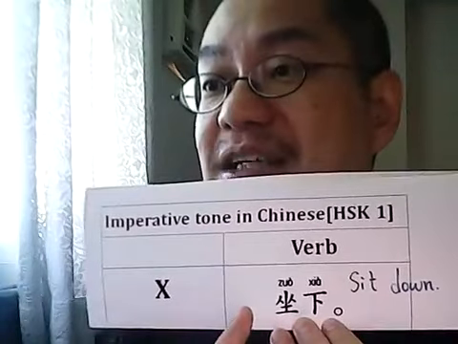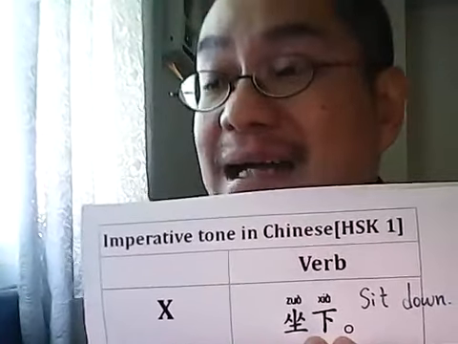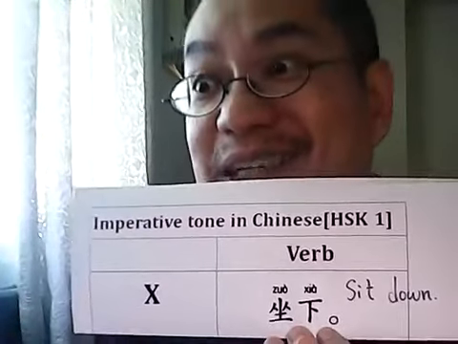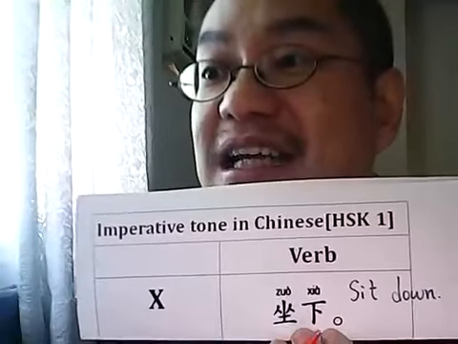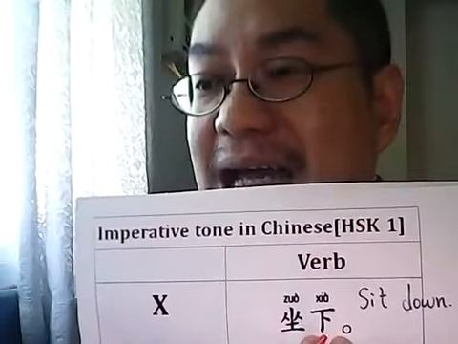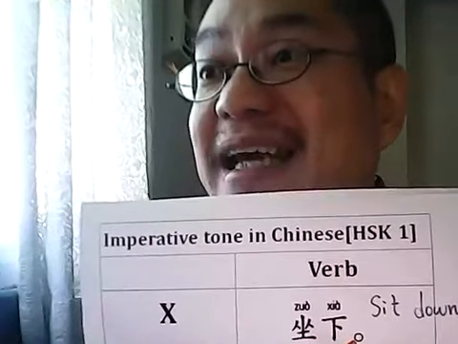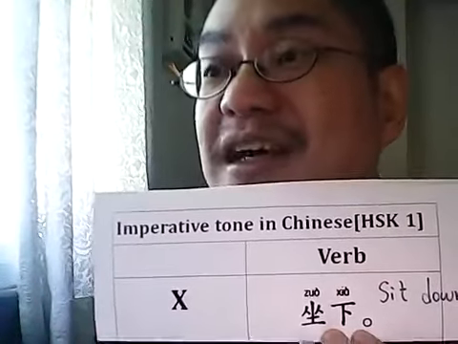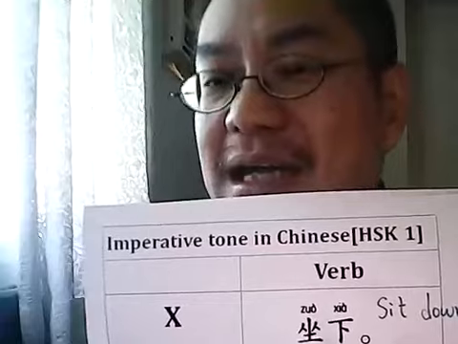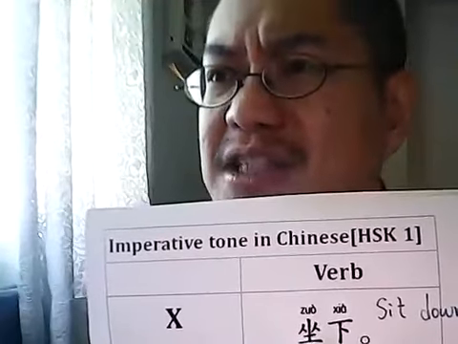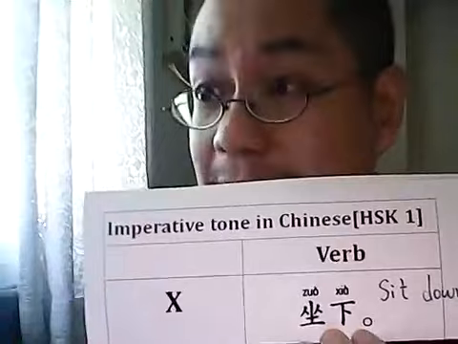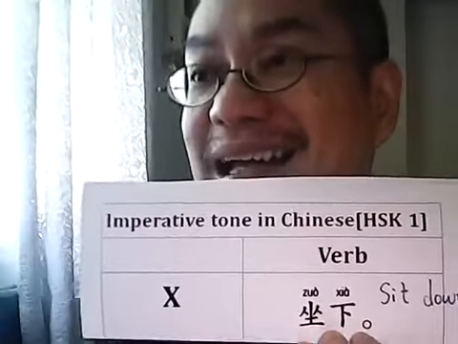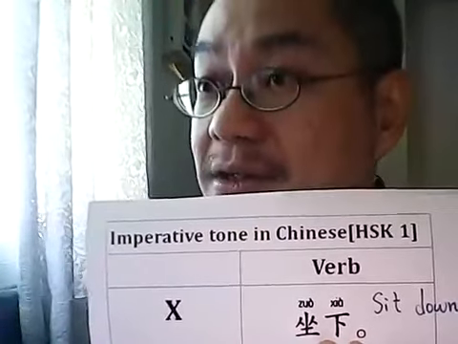And yes, you can say 坐下吧. You can add a 吧. That's okay, and that makes you sound more Chinese actually. You can add a particle 吧, which means to give someone a suggestion. 坐下吧. And if I want to say 坐吧, that's good. You can omit 下. You can just say 坐吧. That's also correct.